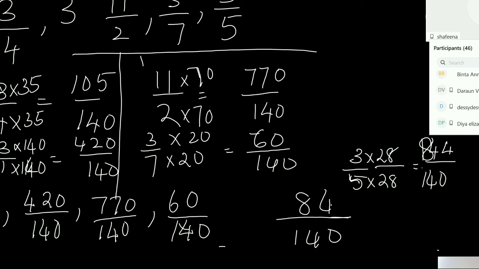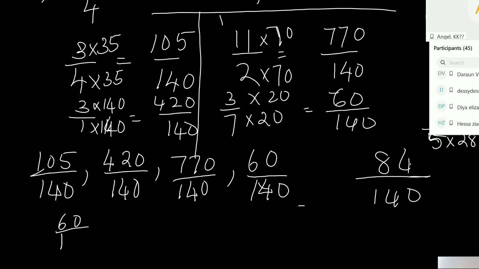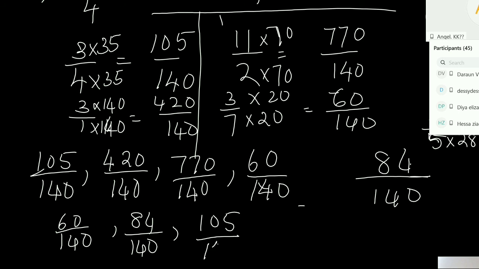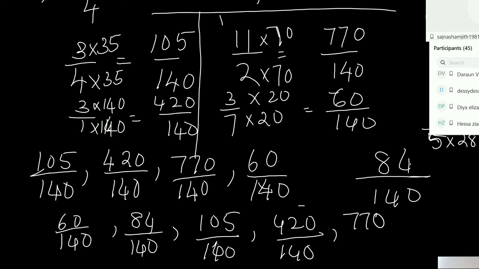Now we have a set of fractions which have been converted to equivalent fractions. Now all the denominators are the same, isn't it? So what are the fractions here? 105 by 140, 420 by 140, 770 by 140, 60 by 140 and 84 by 140. These fractions we have to arrange in the ascending order. Okay. So for arranging them in the ascending order, we take the fraction with the smallest numerator. So the fraction with the smallest numerator is 60 by 140. The next fraction is 84 by 140. Next is 105 by 140. Next, 420 by 140. And the last, 770 by 140.